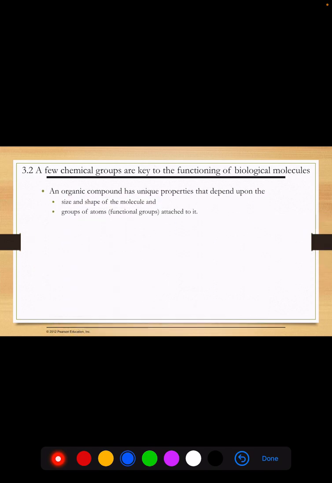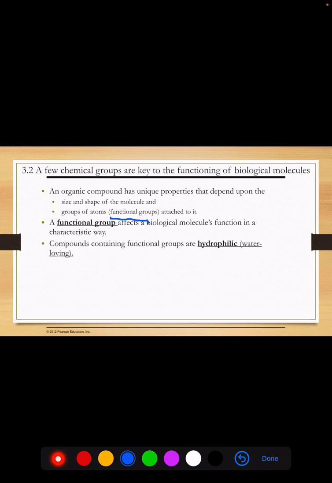An organic compound has unique properties that depend upon the size and shape of the molecule, and we have these groups of atoms called functional groups. A functional group generally affects the biological molecule's function in a characteristic way. Most of our functional groups are going to make them hydrophilic, which means they like water. They will be soluble, or will dissolve, in water.